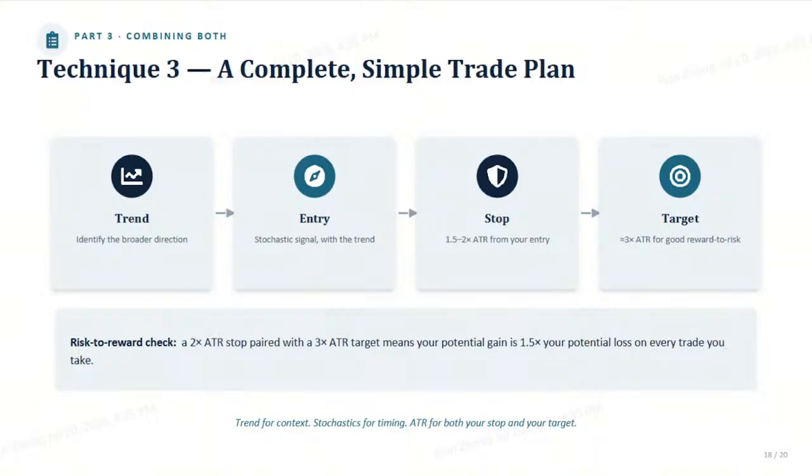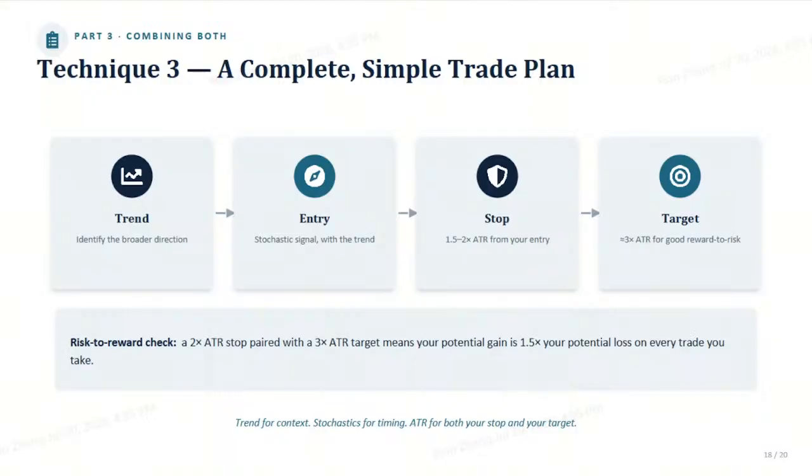Step 3. Before entering, check ATR. Make sure it isn't sitting at an unusually flat, quiet extreme, which would suggest a higher chance of a false signal. Step 4. Once you enter, set your stop using an ATR multiple, commonly 1.5 to 2 times ATR, placed on the other side of your entry from the direction you expect price to move.